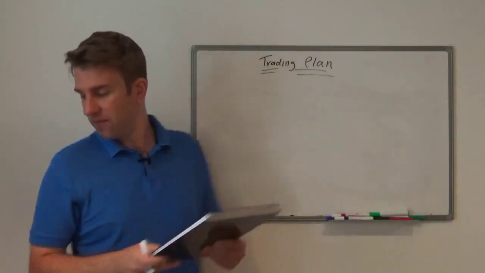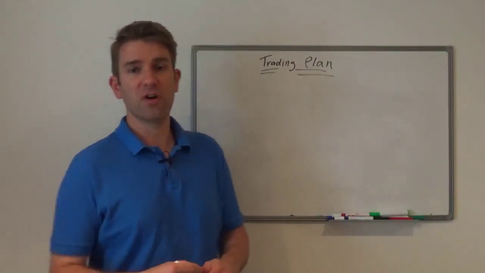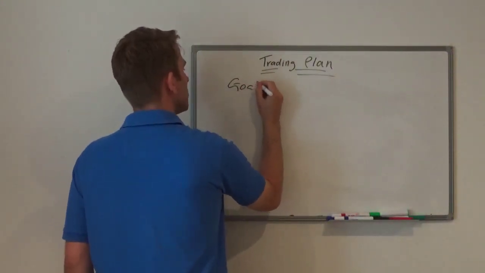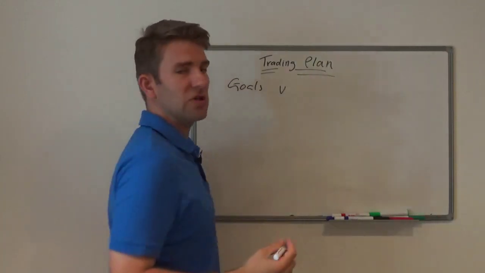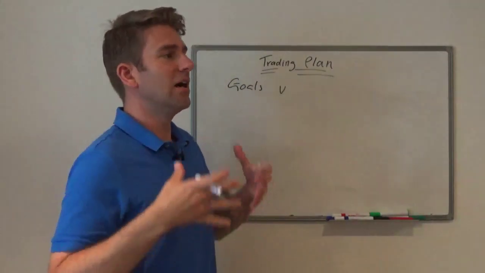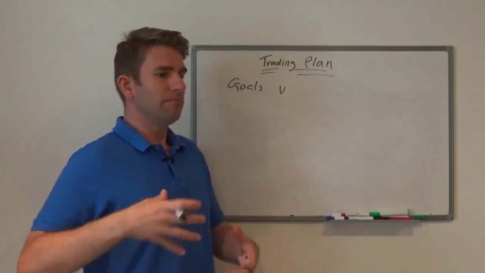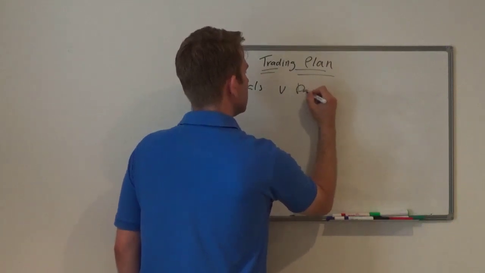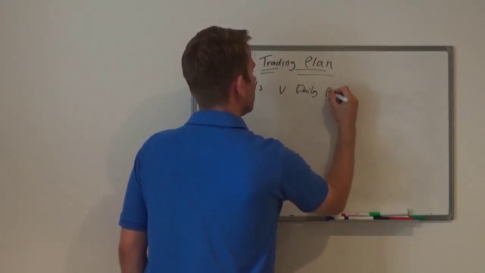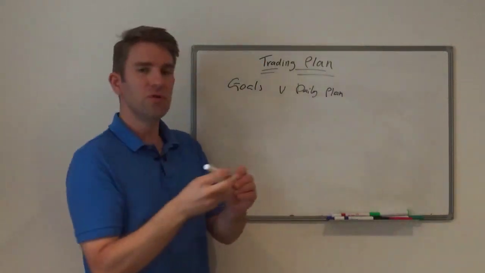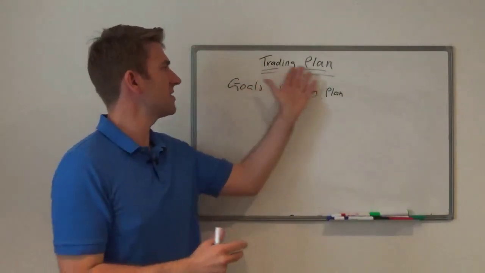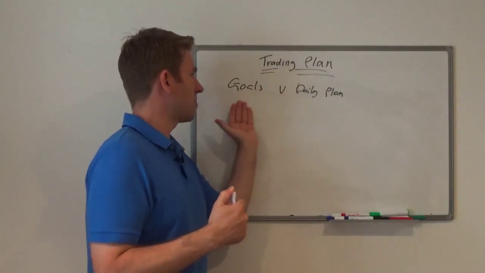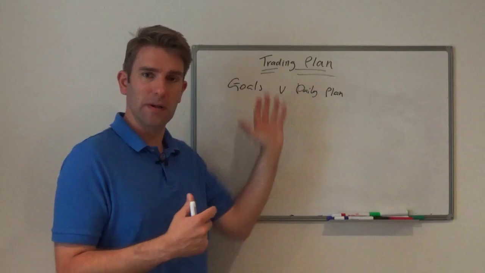So there's a bit of confusion with what actually is a trading plan. I've basically got two definitions for trading plan. One is your trading goals, and one is your day-to-day strategy, not really the right word, but kind of operations, if you like. So let's put goals versus daily plan. To me, they're two distinct, different things, and unfortunately this gets muddled sometimes. People say trading plan when they might be talking about goals, or they might be talking about the daily plan. So let's just split this up for now.